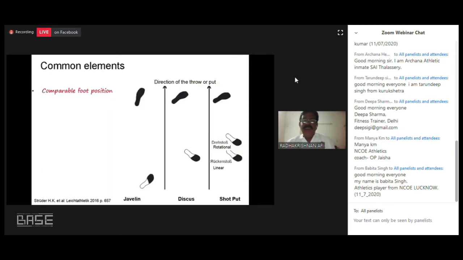And another common element is the power position. Power position is the most important part of teaching throws, because if you are not having a proper power position, that is what my chief coach used to say, referring to some of the national athletes, that if an athlete cannot create a proper power position, they will not be having a good delivery, or we can call it the striking position. So we must concentrate when we teach power position.